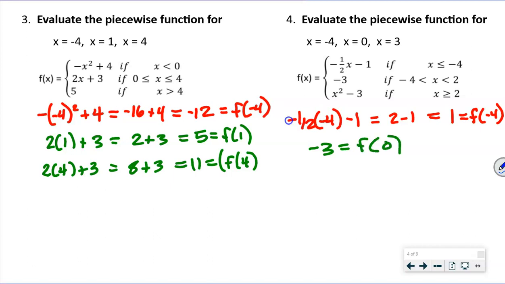And then our last one is x equal to 3. And 3 is greater than 2, so we're going to say 3 squared minus 3, that's 9 minus 3, so that's 6, and that's equal to f of 3.